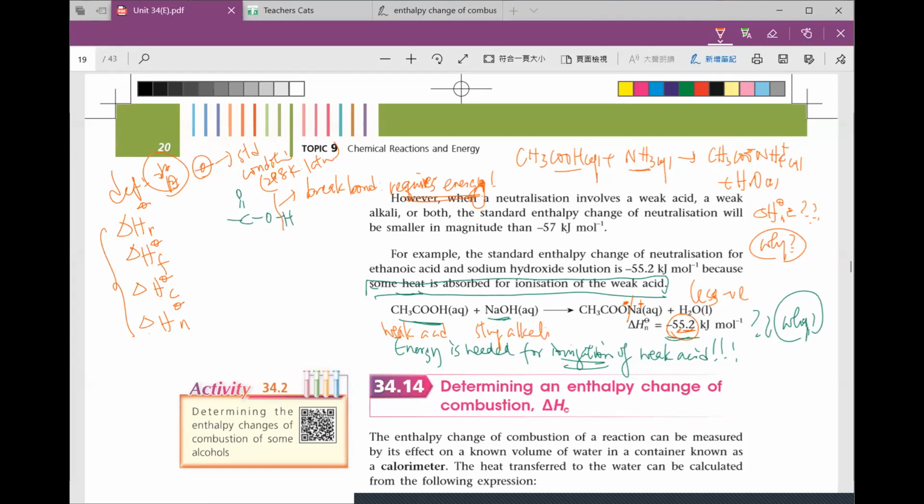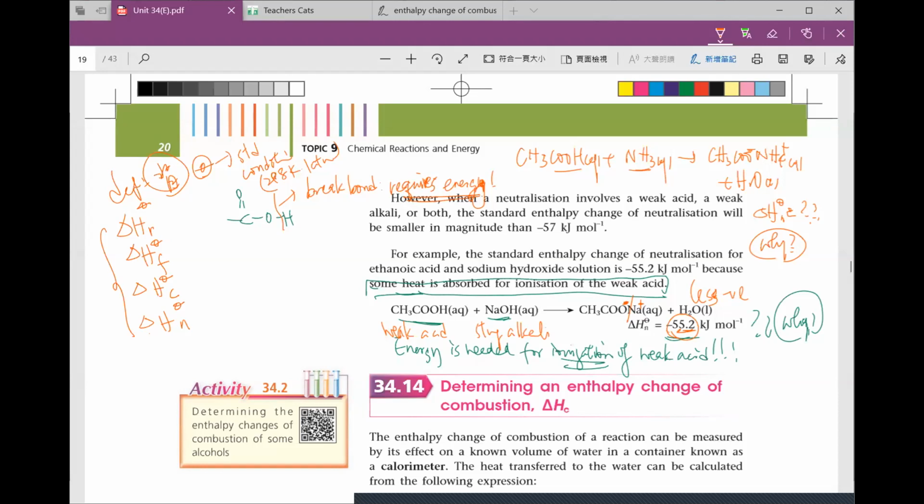So what is that process? What do we call that? Why do we need to break the OH bond, but not other bonds? You don't know? Ionization, right? It's a type of ionization of acid. This is the behavior of the acid: once I dissolve it in water, it will ionize. So energy is needed for the ionization of the acid.